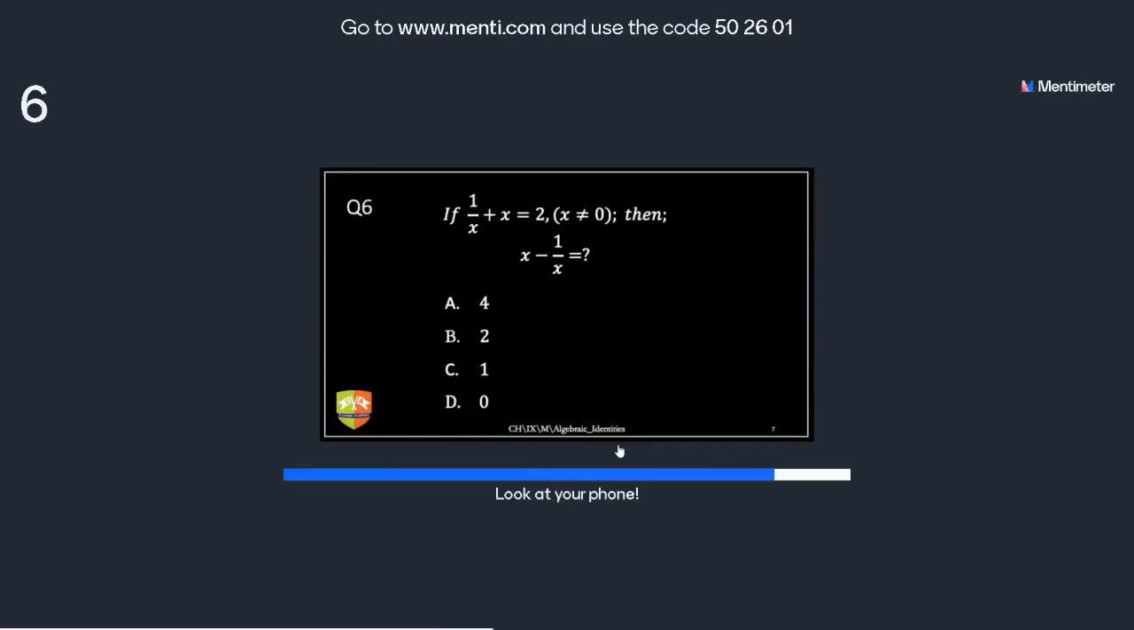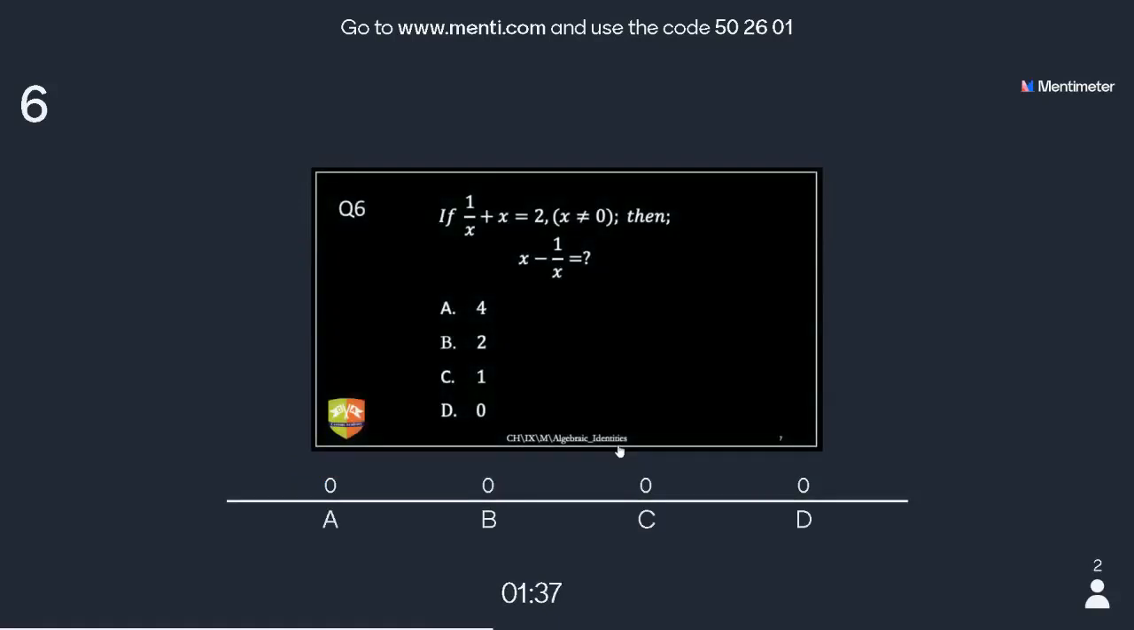Now, conventional questions. Simple, easy, get some points. There will be a mix of easy and difficult questions.